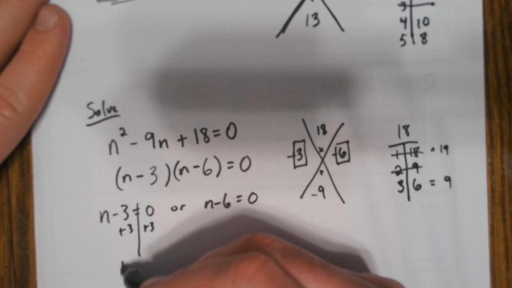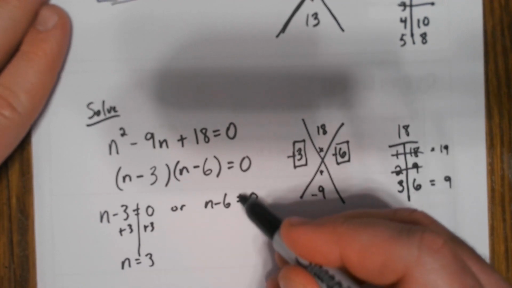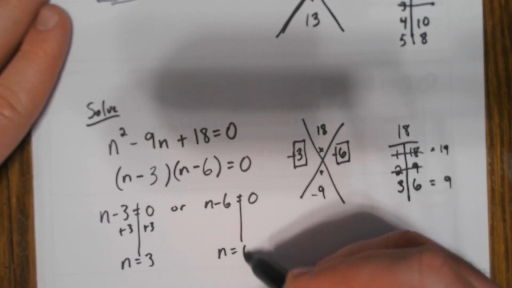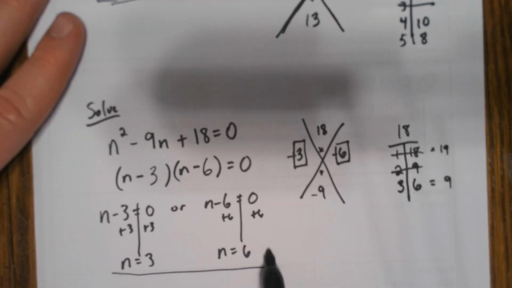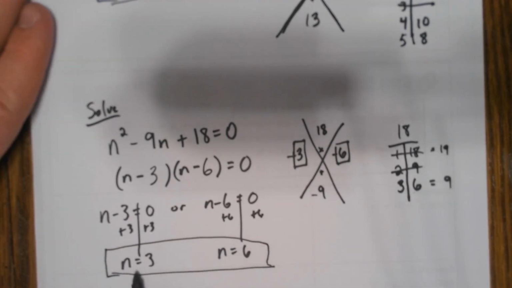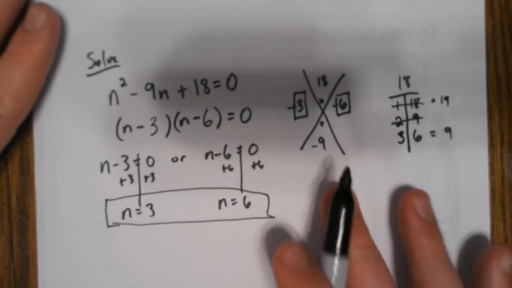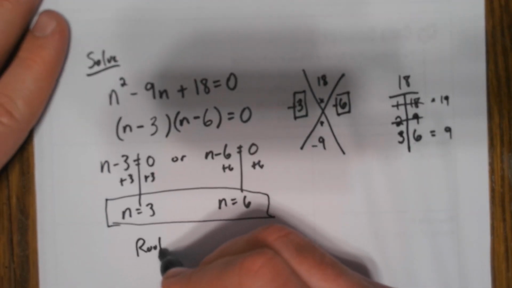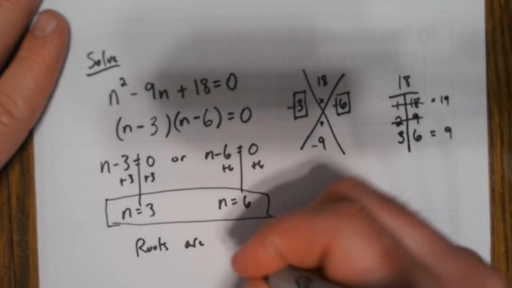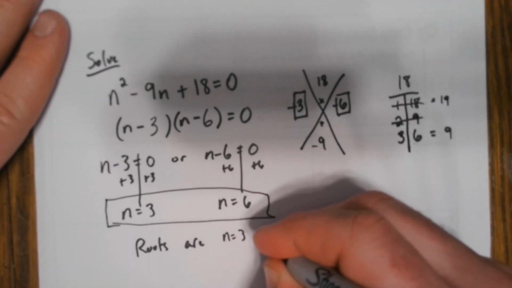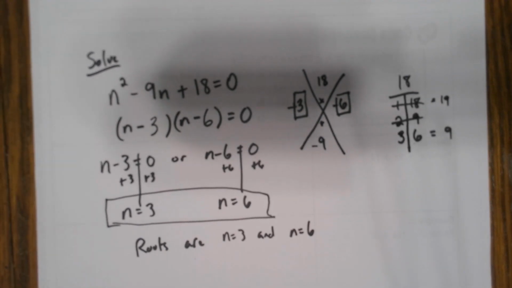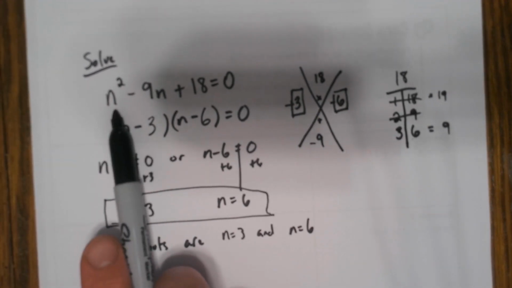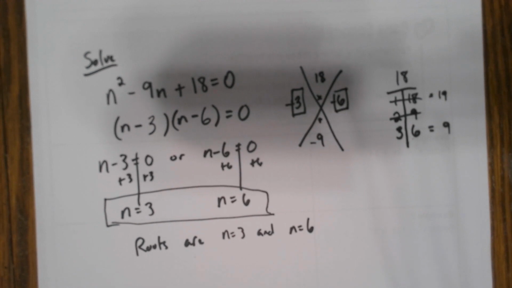Solve each equation, and I get n equals 3, and over here n equals 6. So these are my answers. N is equal to 3 and 6. Or I could say that the roots are n equals 3 and n equals 6. Roots again just mean answers for a polynomial equation.